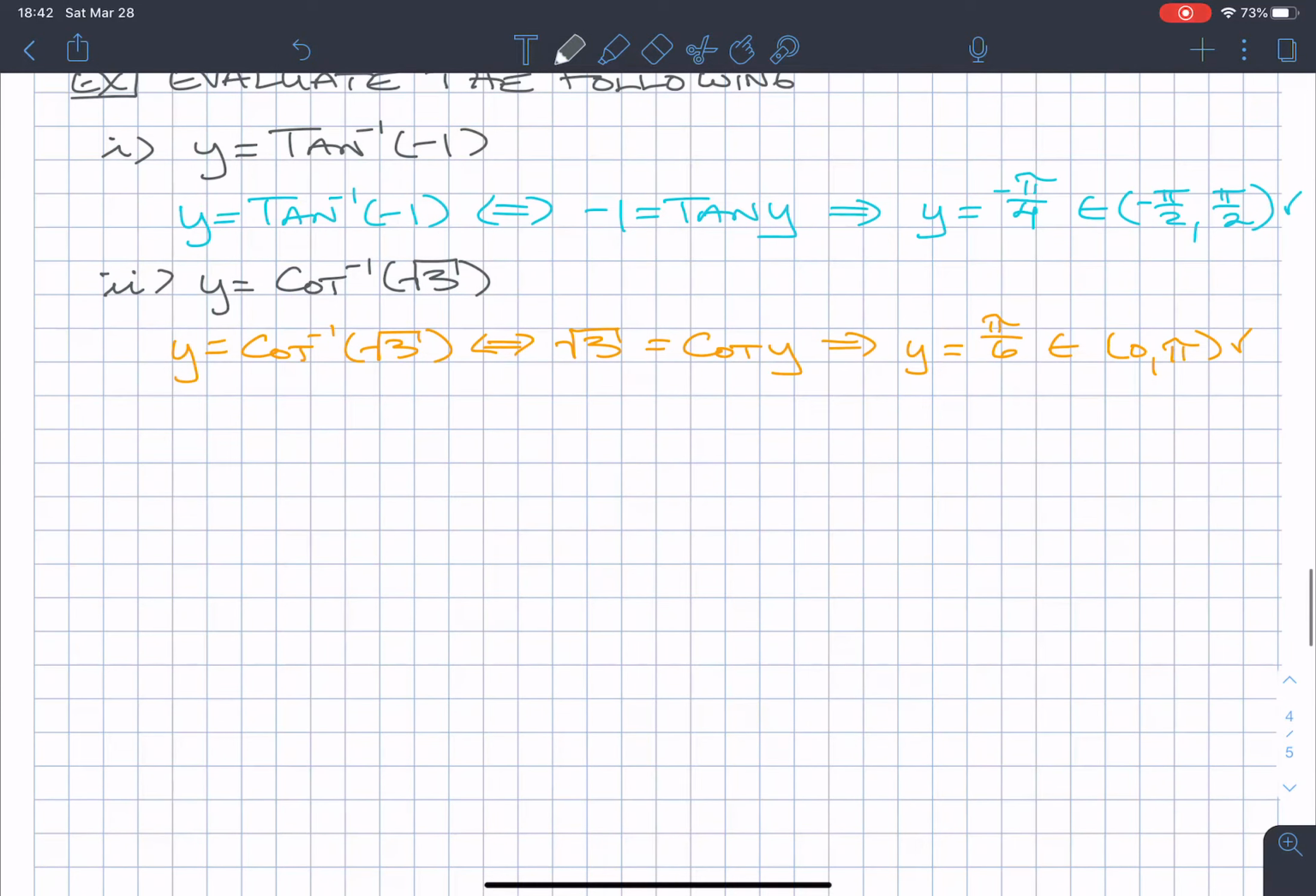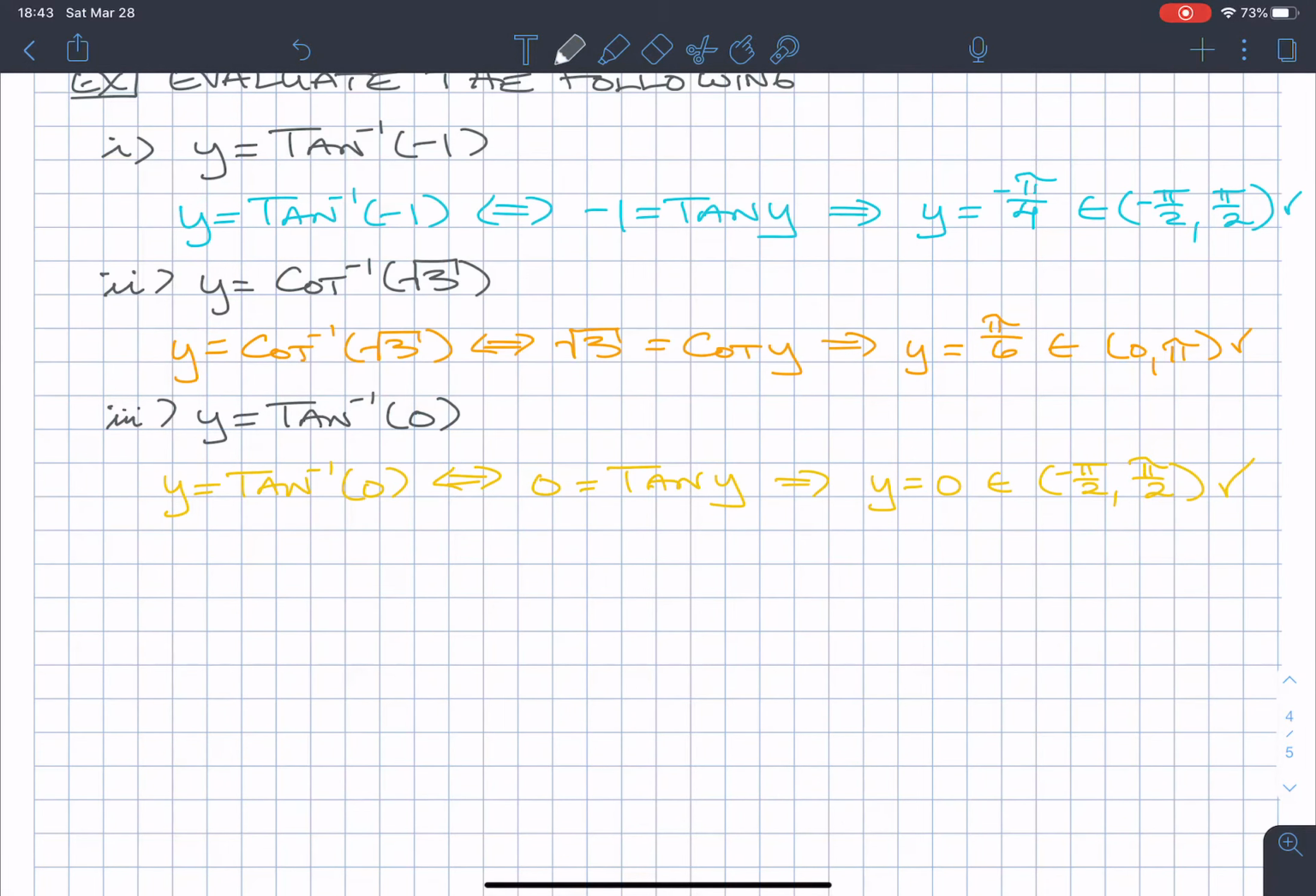Okay, number 3. Let's say we have that y is equal to tangent inverse of 0. Okay, let's use yellow. So y is equal to tangent inverse of 0. Well, that means that 0 is equal to regular tangent of y. So at what angle is sine over cosine 0? Basically, at what angle is sine 0? Well, that's at 0. And is that between negative pi over 2 and pi over 2? It is. So we're okay with that.